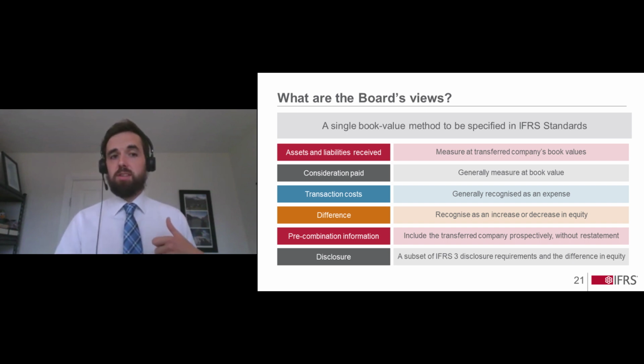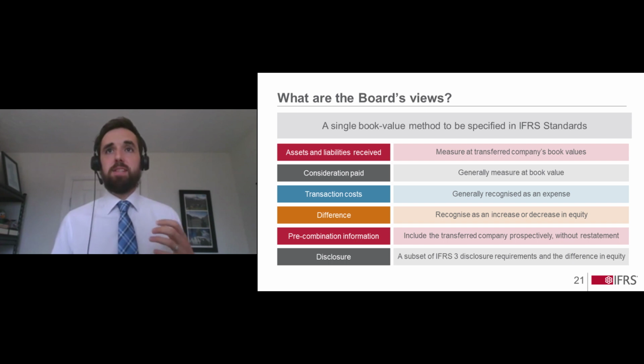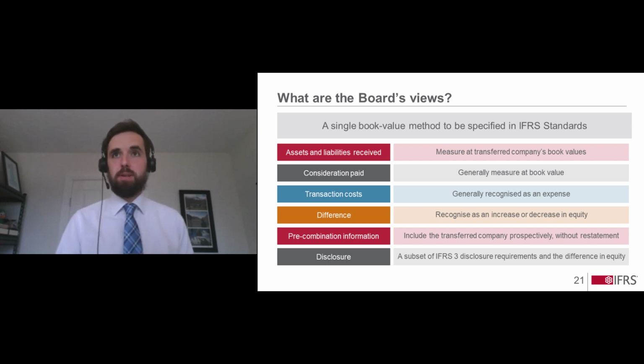So the first one is the assets and liabilities received being measured at the book values as reported by the transferred company. And the second part is combining companies being combined prospectively from the date of the combination, which is similar to what we see in IFRS 3 with business combinations.